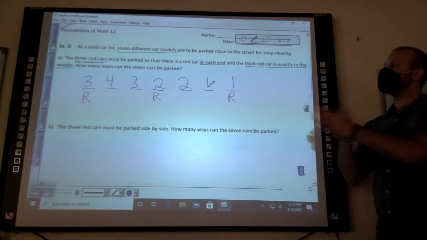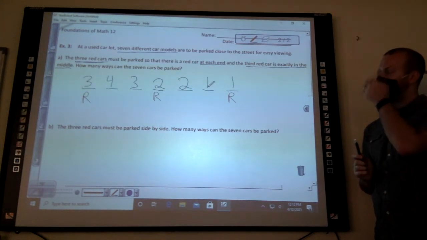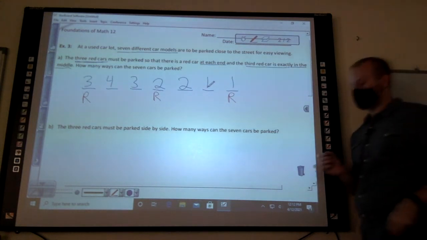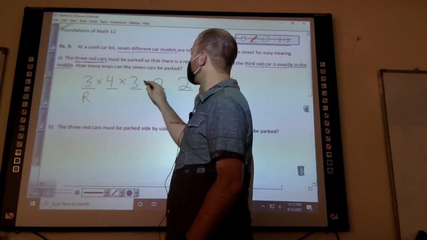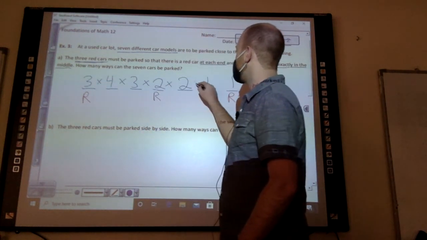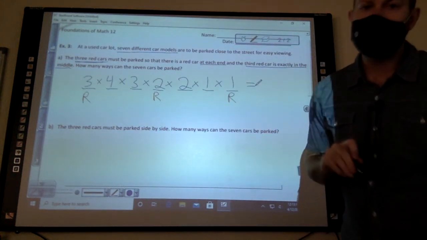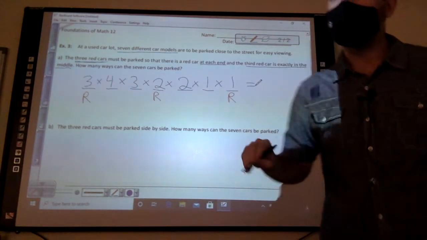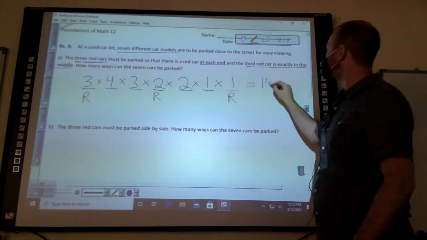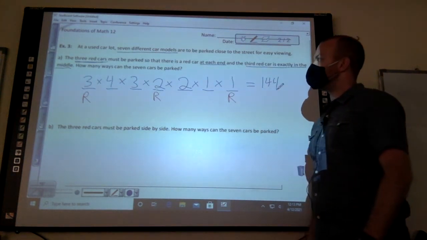So this is how you would lay this out. This is the best way to do it, is to just draw it out and see, okay, how can I rearrange these? So if I want the total number of options, I multiply all these things together, and this gives us 144. I find this is the easiest way to do this.